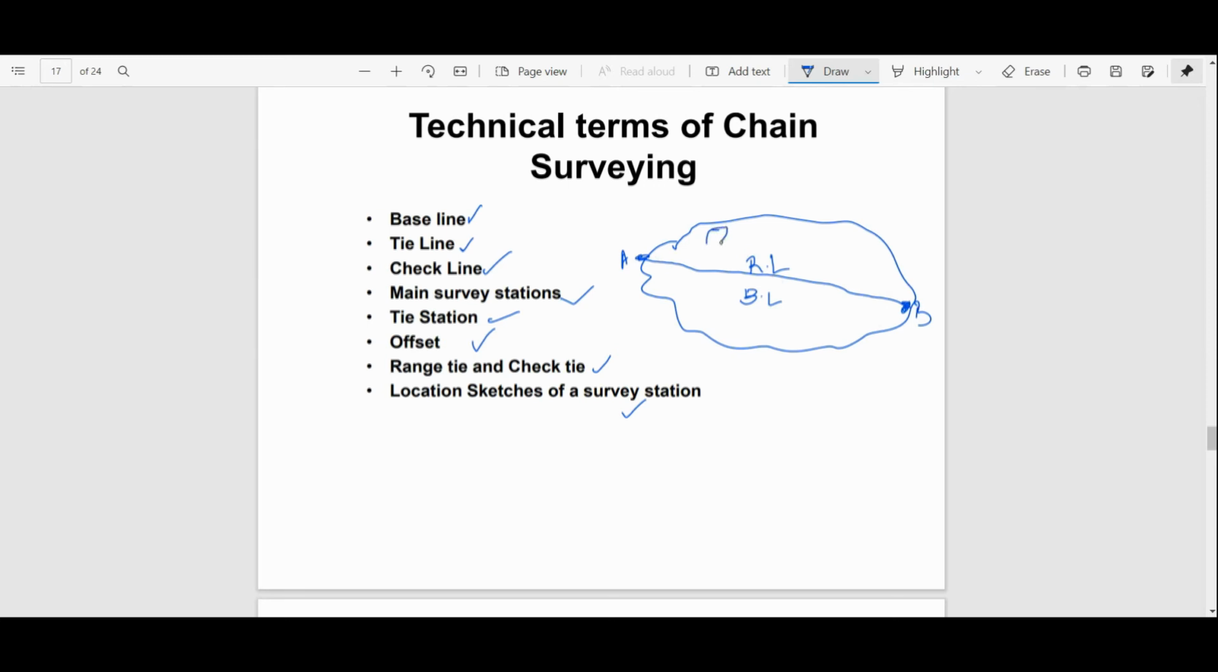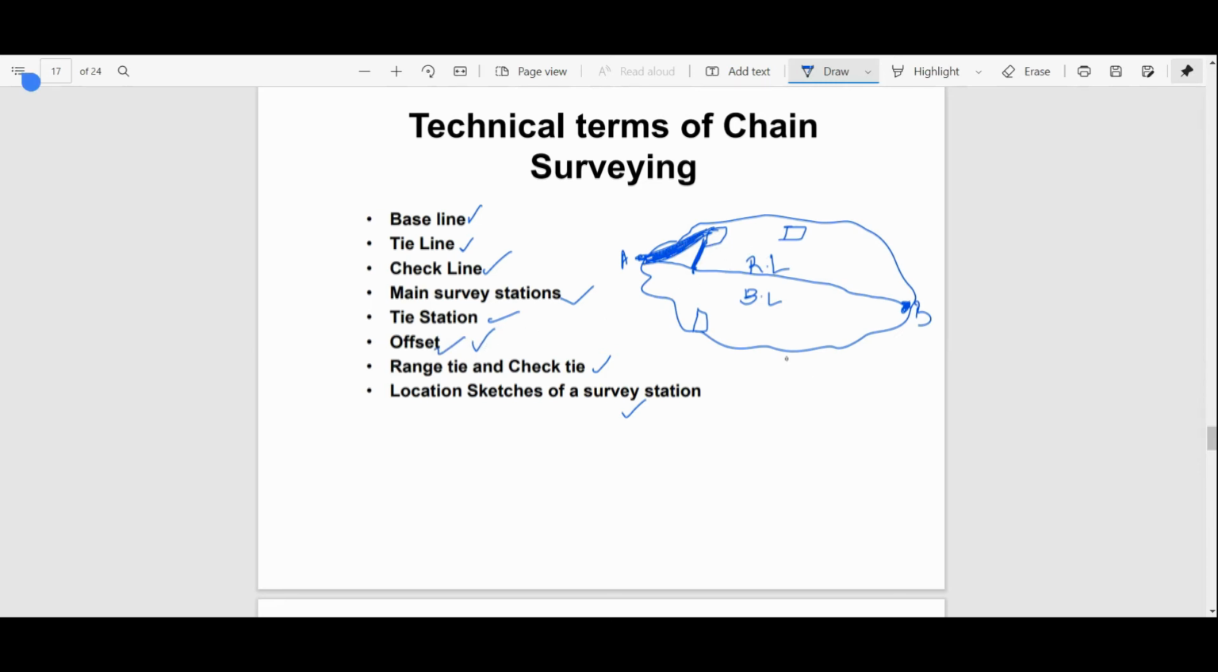Now suppose one object is located here, one object is located here, one object is located here. Now we will take other points here and we will take either a perpendicular distance or an oblique distance to this object to identify the location of this object. So basically these are called offsets. Perpendicular offset, and if it is making some angle from the baseline, it is an oblique offset. So you should remember what an offset is. Offset is of two types, perpendicular and oblique.